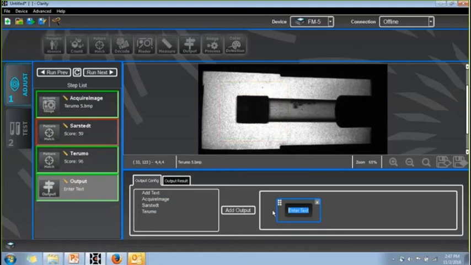So first I'm going to enter a text block where I'm going to say SARSTET. Then I'm going to go to that SARSTET step, which is up here, and I'm going to grab the result and add that to the output. So now every time this script runs, I'm going to get the text string SARSTET, and then for this step, I'll get true or false.